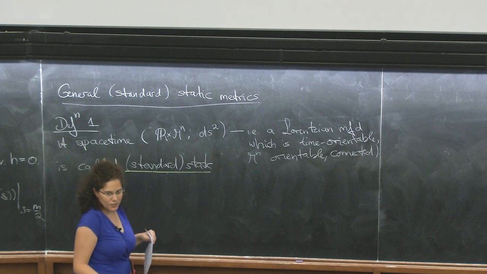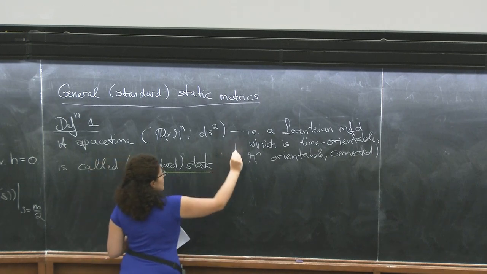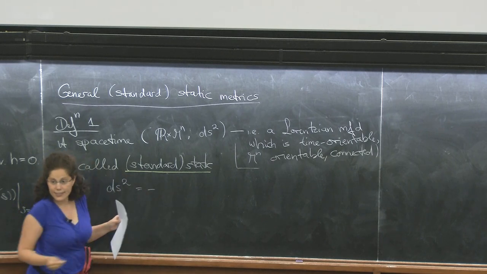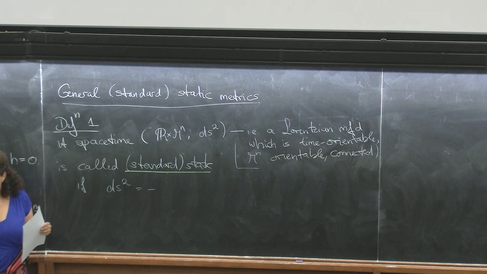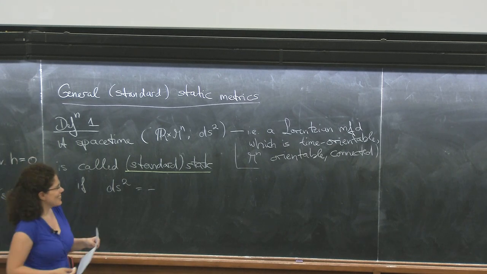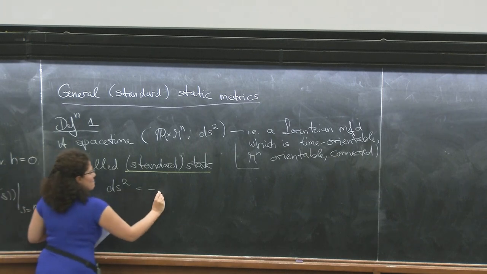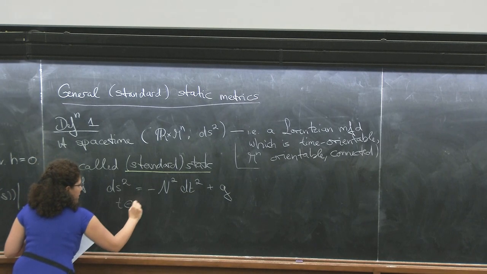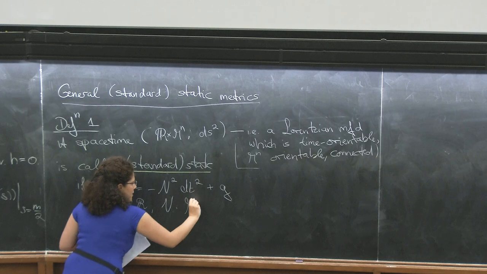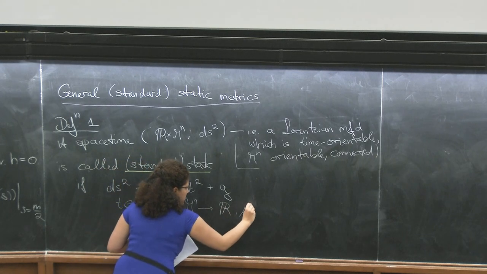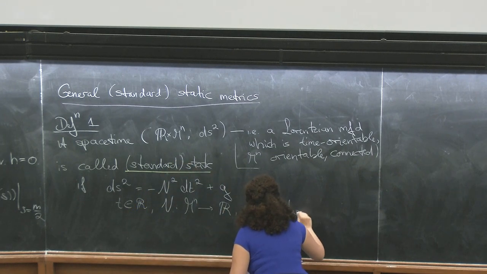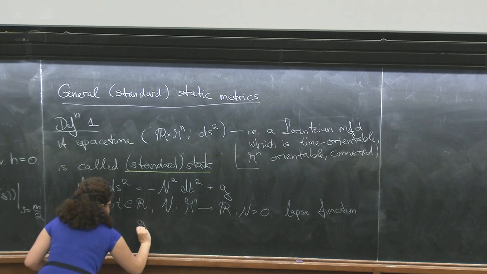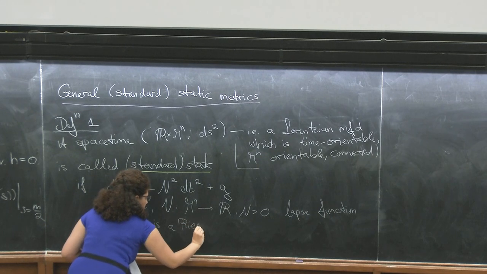And most people never use the additional term standard, but still use this definition. If ds squared can be written as, yes? Connected. Just connected. Doesn't matter. Just not several pieces. ds squared is minus N squared dt squared plus a metric g, where t is the variable in R, N from M^n to R, N positive, is a function called the lapse function. And g is a Riemannian metric on M^n.